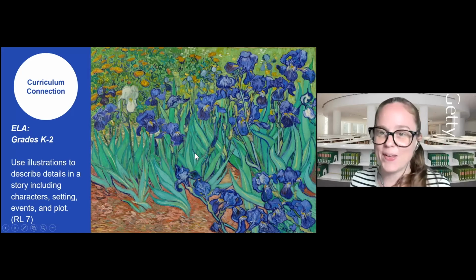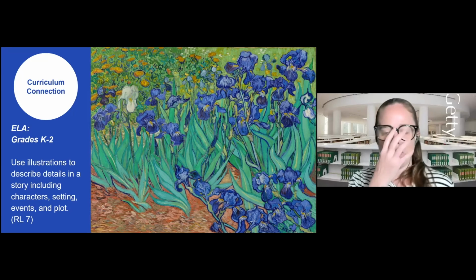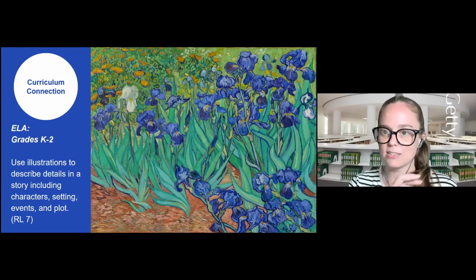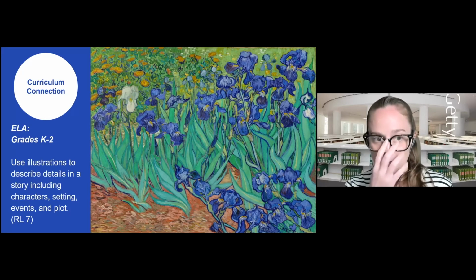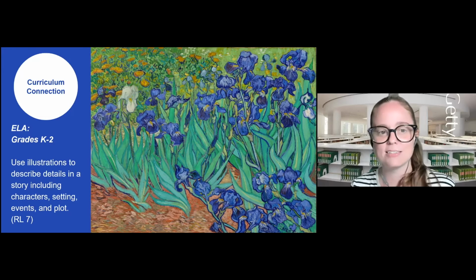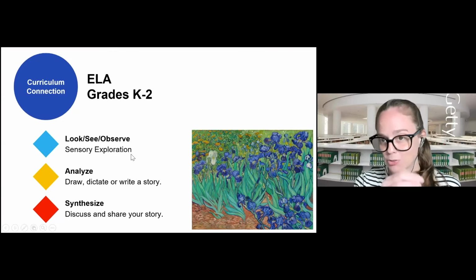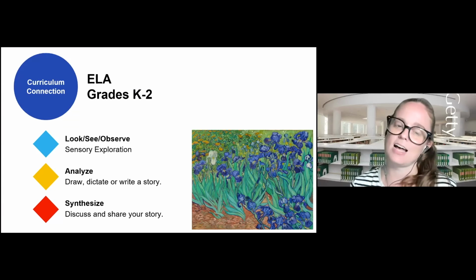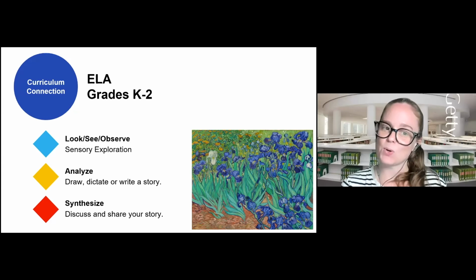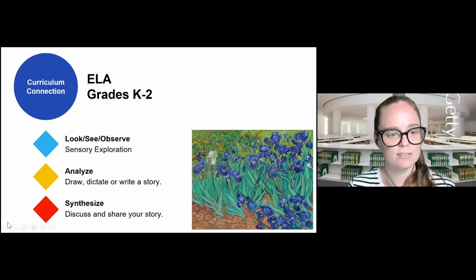So since we just spent all that time talking about irises, I figured let's connect it to curriculum. I have outlined some activities that you can do in your classroom, and it relates to the Reading Literature Anchor Standard 7. Use illustrations to describe details in a story, including characters, setting, events, and plot. This is geared towards kindergarten through 2nd grade. I'm going to go through each of these steps, so we'll revisit this slide, but you can see there's sensory exploration, draw, dictate, or write a story, and then discuss and share your story.